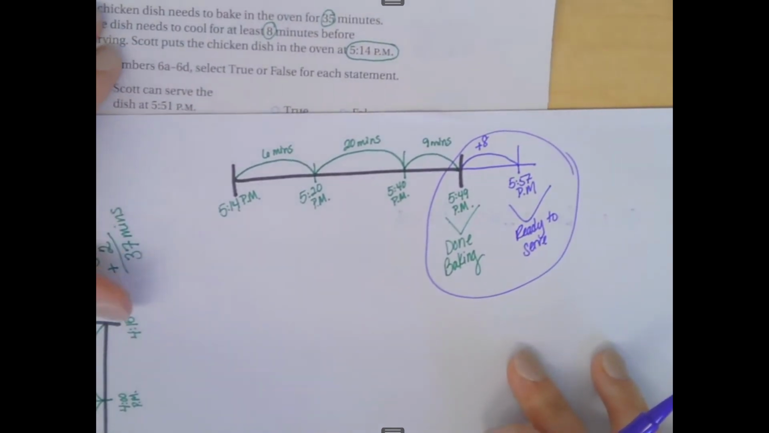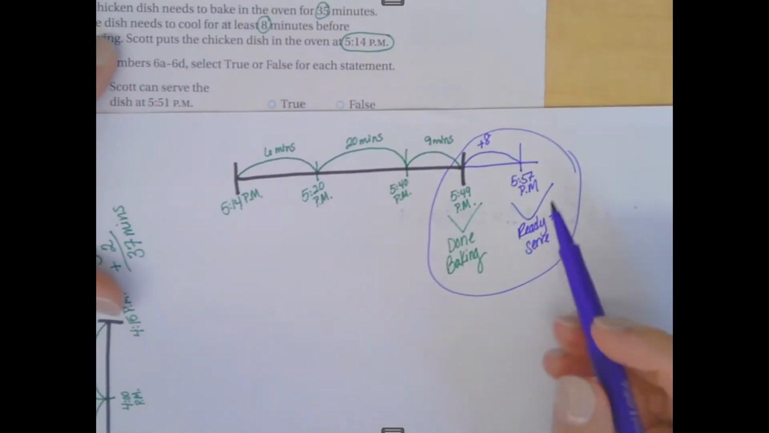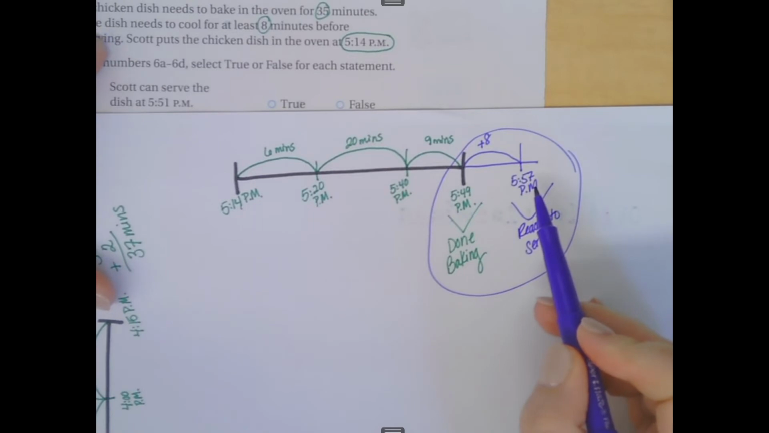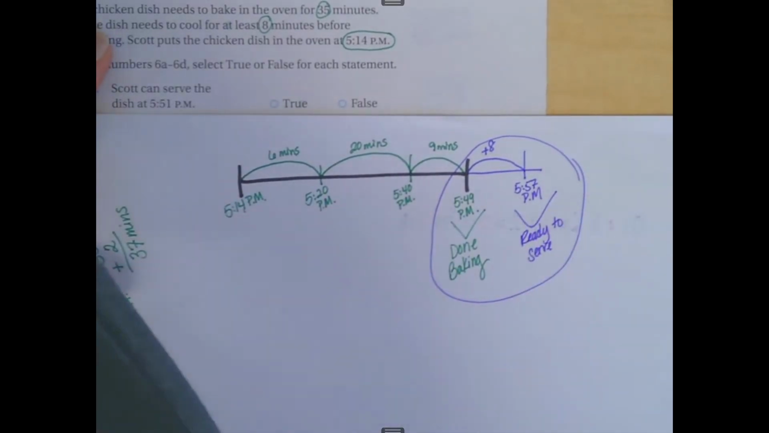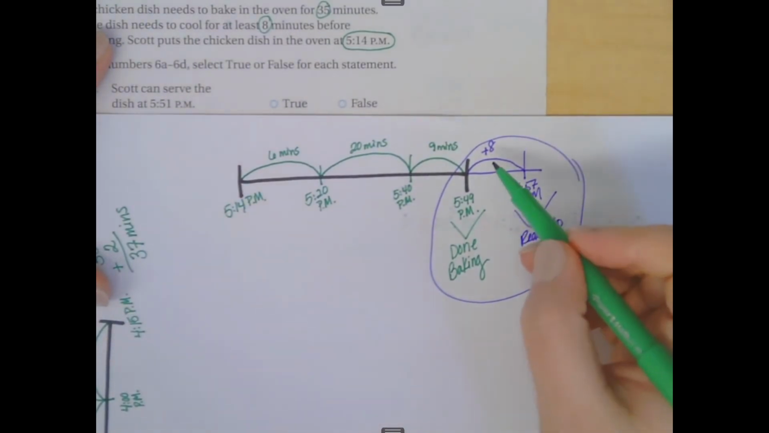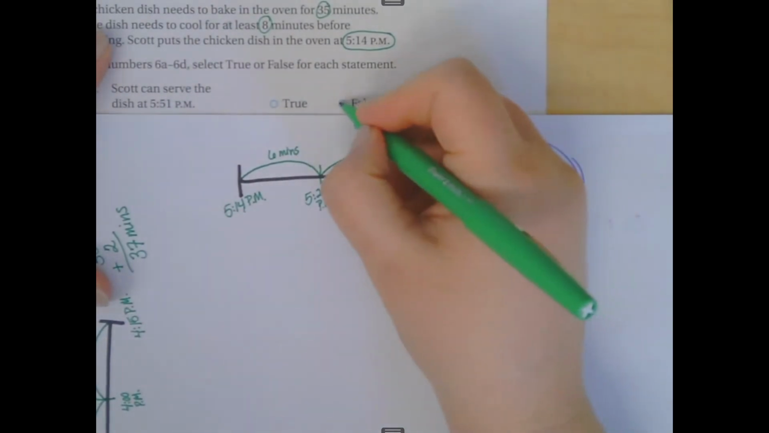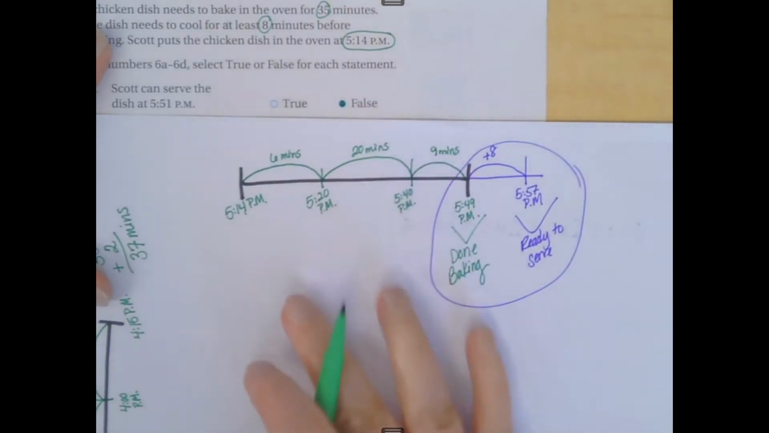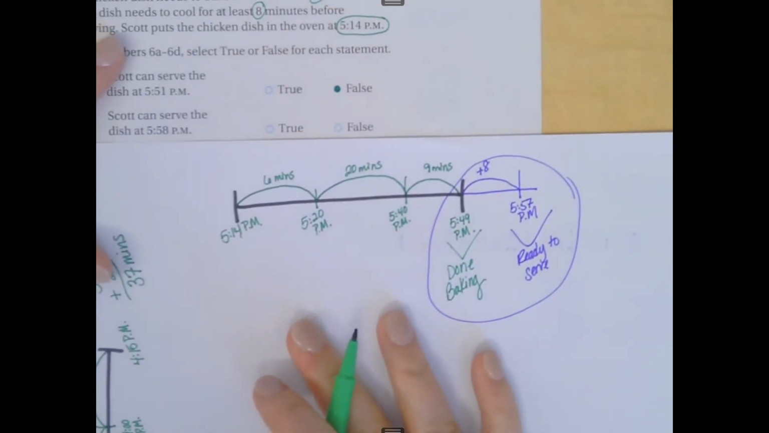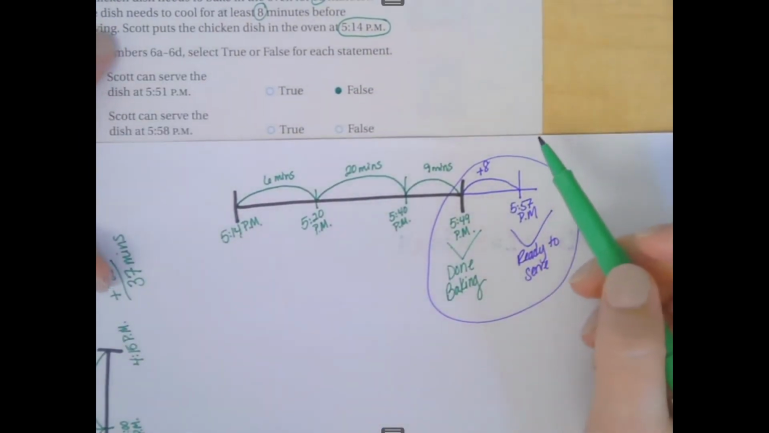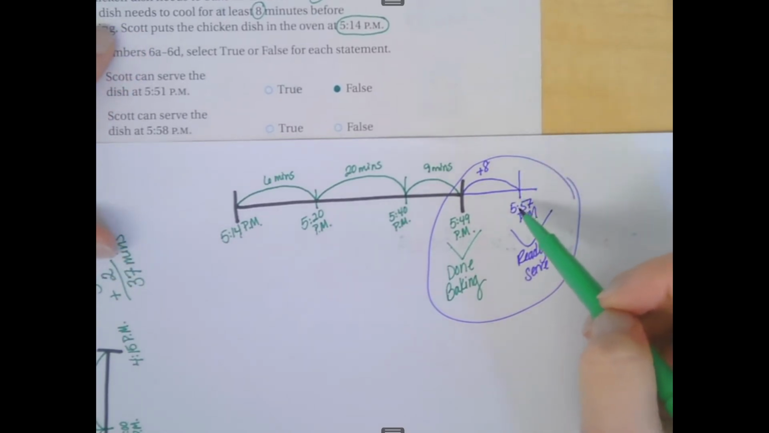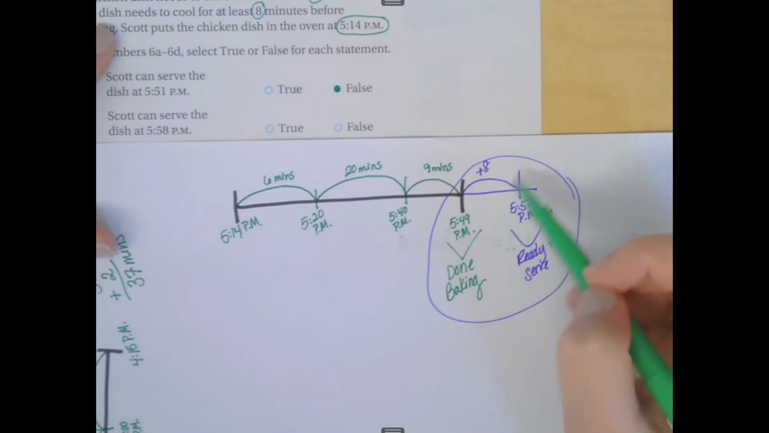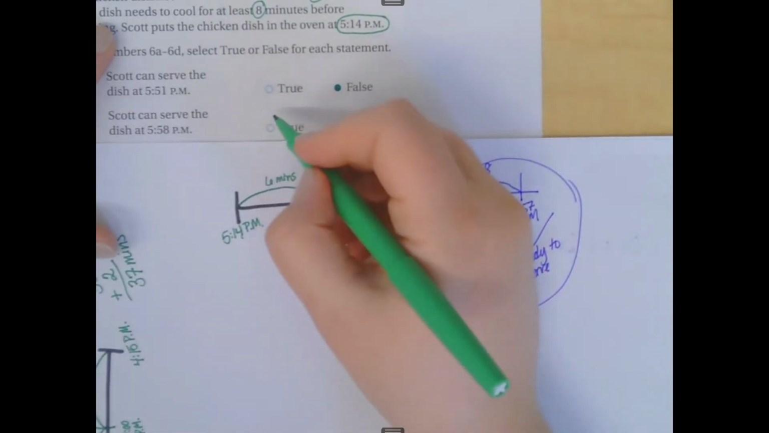Scott can serve the dish at 5:51. It's ready to serve at 5:57. So it is not ready to be served at 5:51. It's still cooling, so that is false. Scott can serve the dish at 5:58. Well, it said it needs at least 8 minutes, so that means if it's over 8 minutes, that's fine. Does 5:58 come after 5:57? Yes, so he can serve it after 5:57.